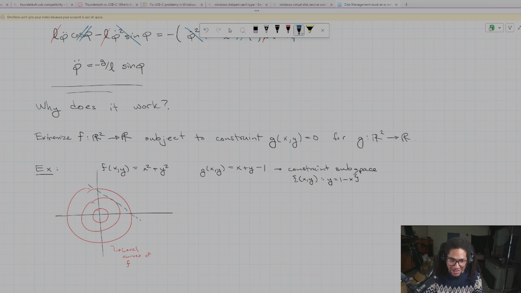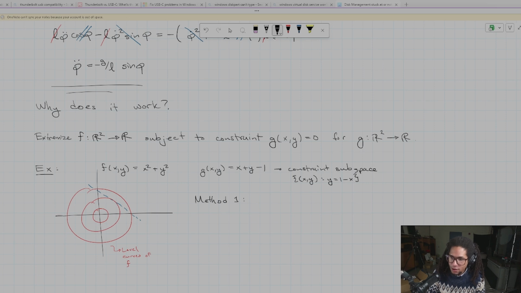So I know exactly how to extremize the function along this line. What I'm looking for is this point. The question is just how to exactly find that. Now, I can think of a number of different methods. Maybe the simplest one is just to find some coordinates for R2 such that in those coordinates, there's a fixed value of the coordinate along this blue line. So for instance, method 1, let u equal x plus y minus 1. And then for v, we can just, for instance, pick y.